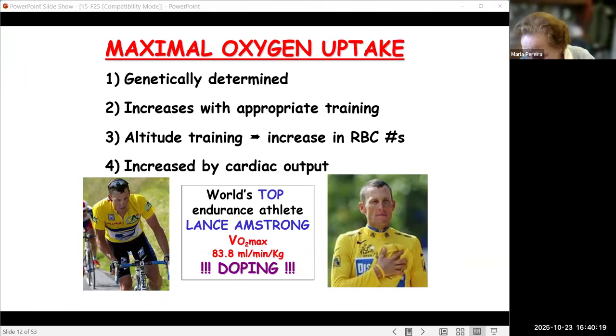So does this also have something to do with having a large spleen? No. The spleen is an organ that plays a role in the immune system. You will study that in the spring. Okay.